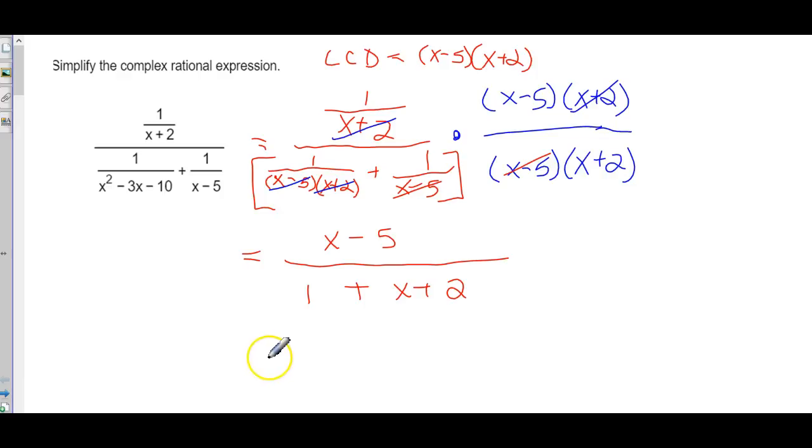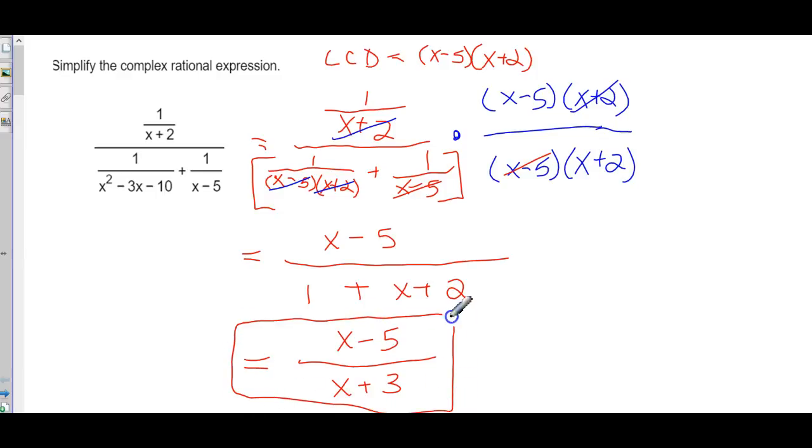Alright, and then we clean up. We got x minus 5, and then 1 plus 2, those are like terms, so just with a 3, so we have an x, and then 2 plus 1 is 3. So there's where the x plus 3 is coming from in this simplified version of the answer.